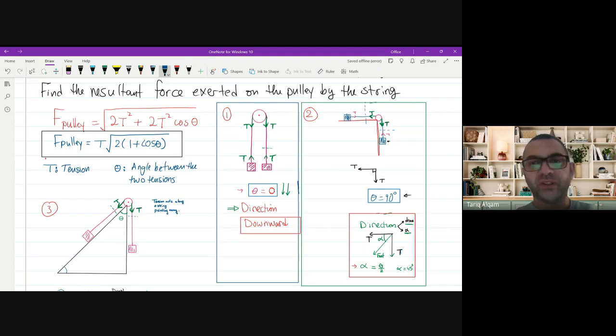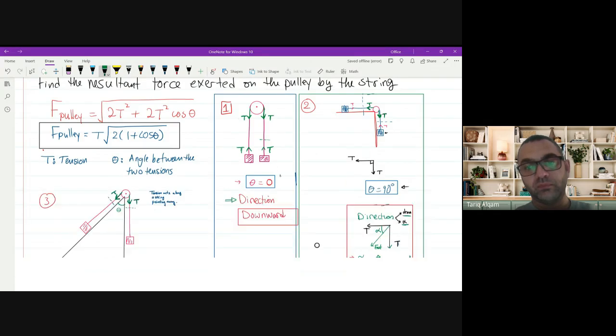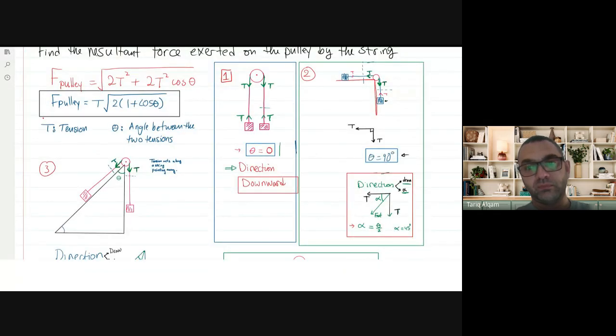Let me show you the possible cases. The first case: we have two objects hanged on the pulley like this. Here, the two tensions are in the same direction. So theta between them is 0. This is the first tension. This is T and this is T.